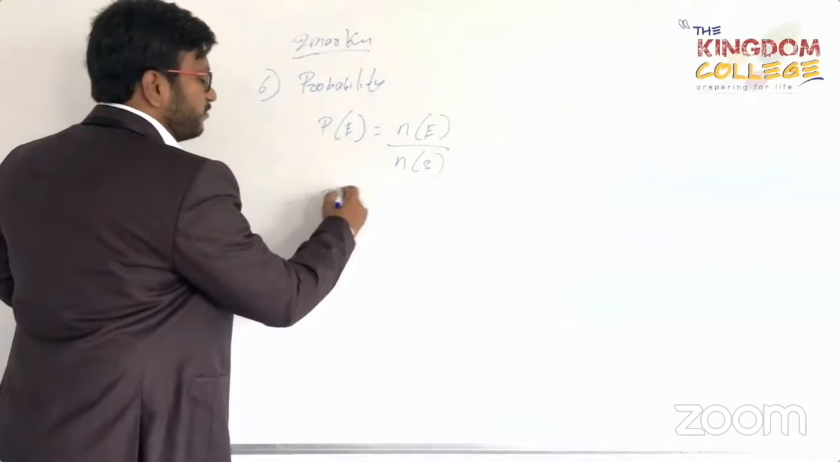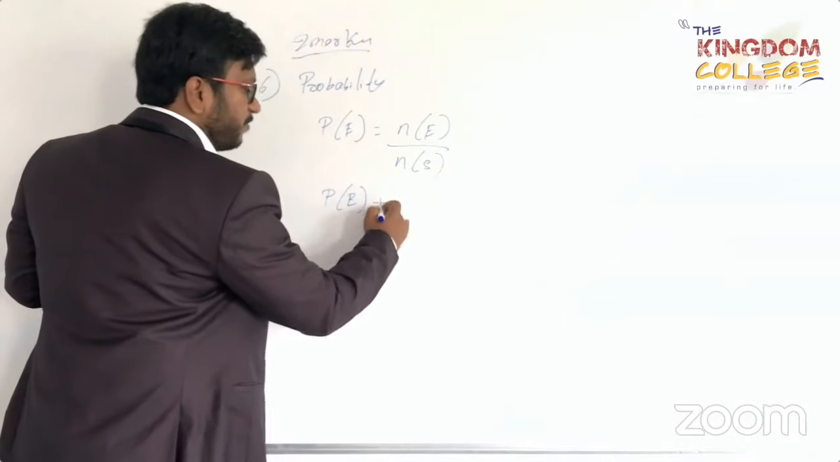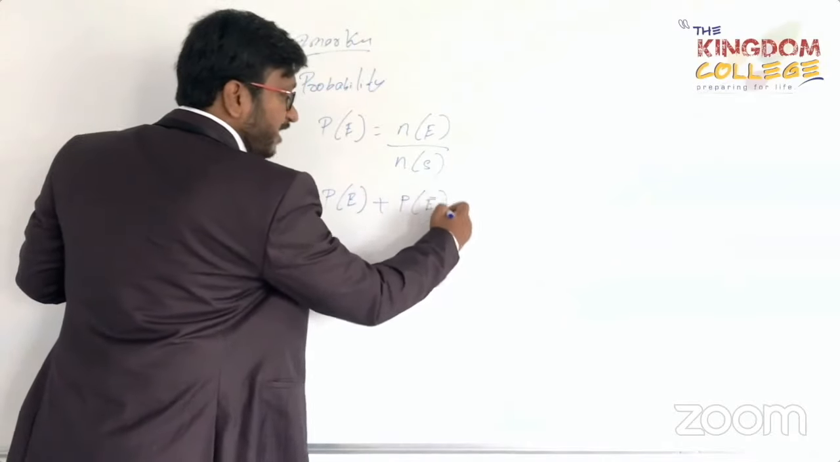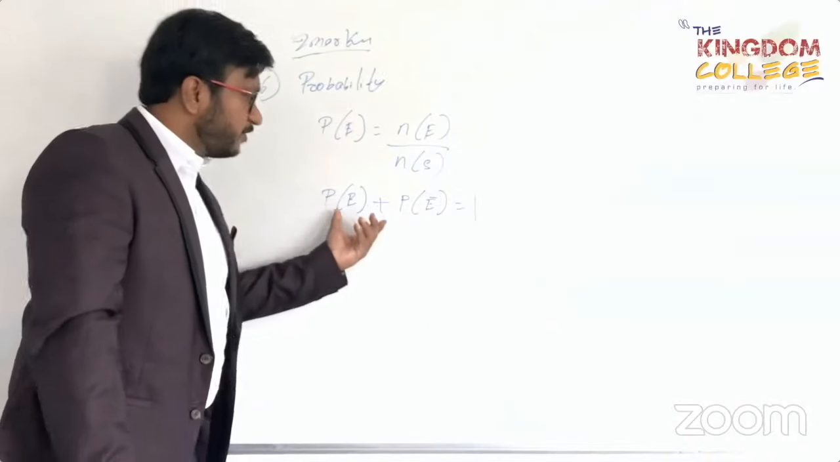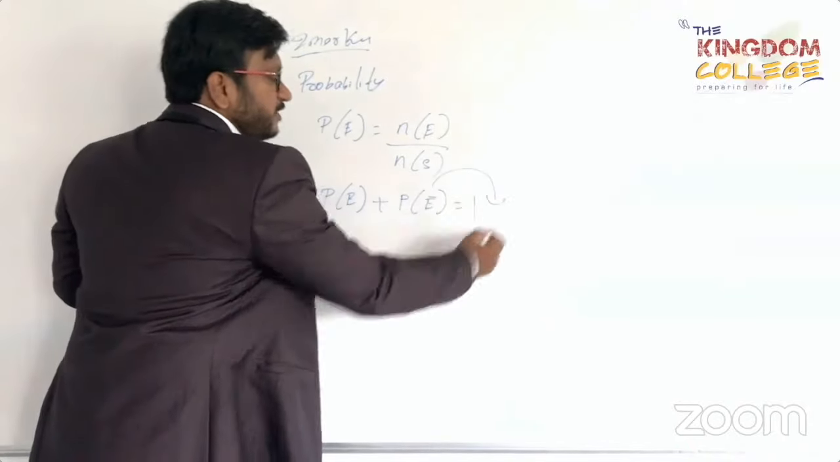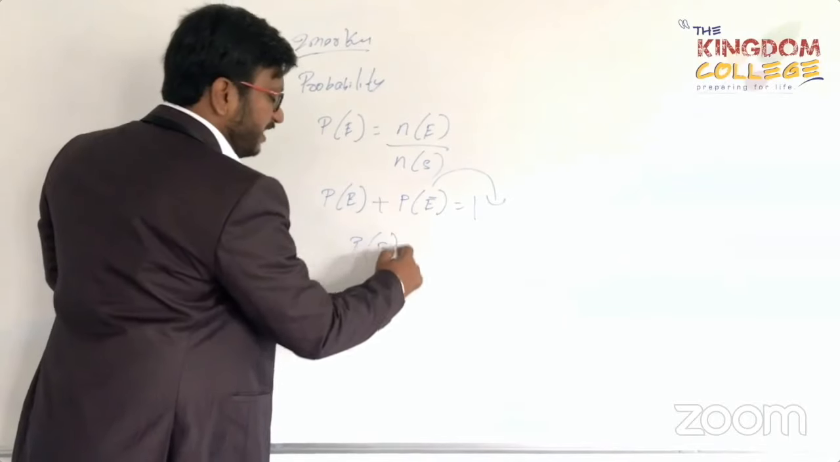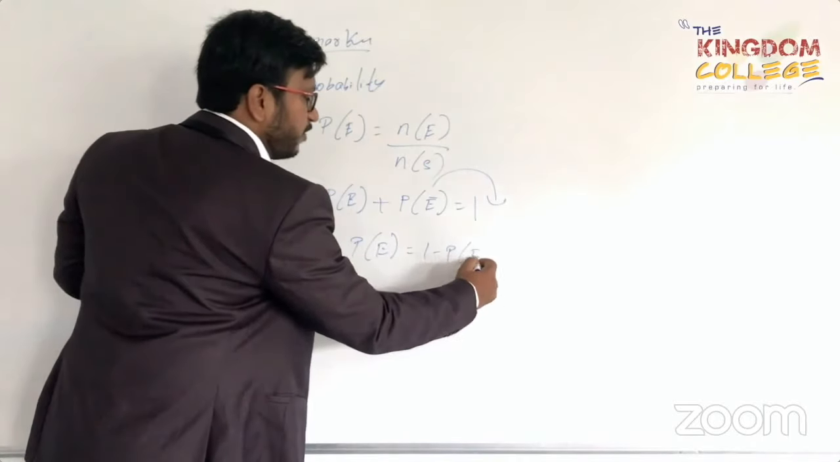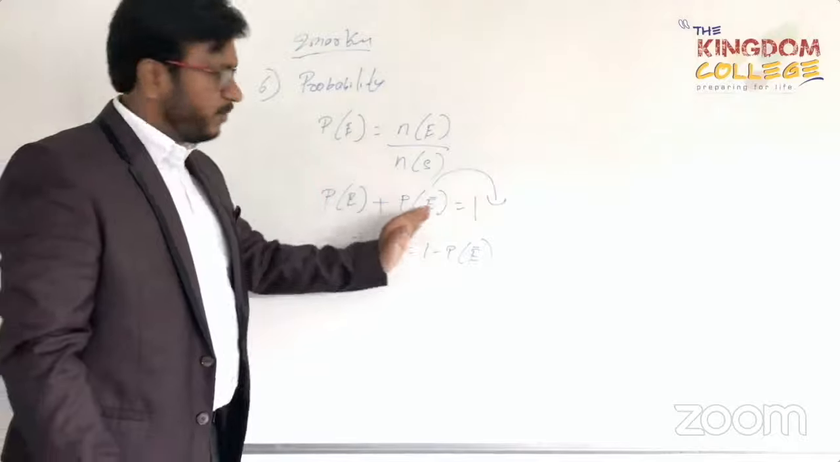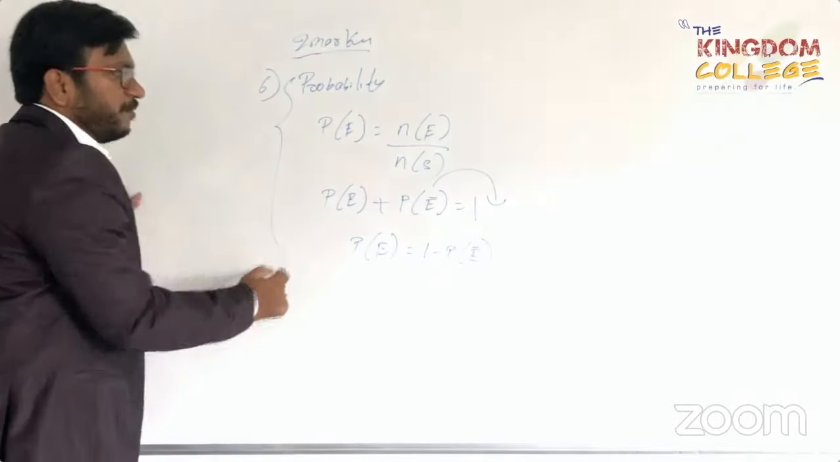Or it might be with this one: probability of an event plus probability of not an event is equal to 1. If you know this equation, we can easily shift these things. If I want probability of an event, it will be 1 minus P of not an event. It can be any other way. So this will be the part from the probability chapter.